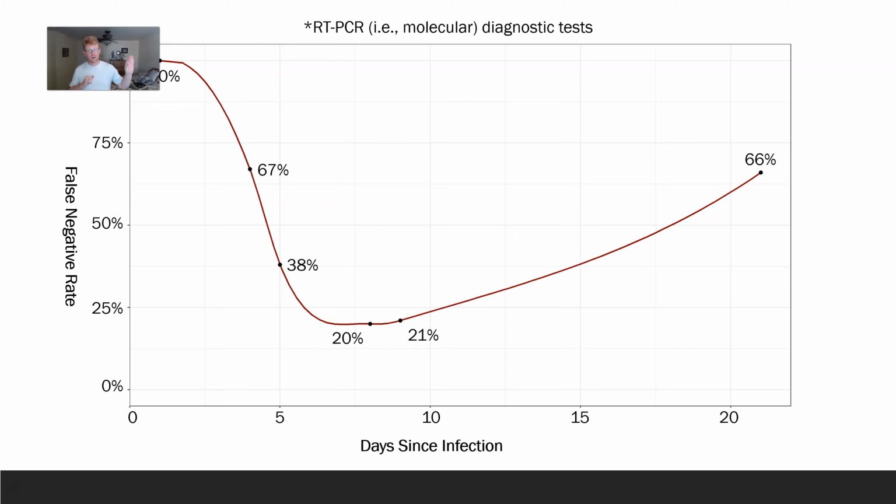It actually starts to go up after that, presumably because the person is fighting the infection. There's less of the virus in their system, so it's harder to detect as they're recovering. And so on day 21, it's about 66% right there.